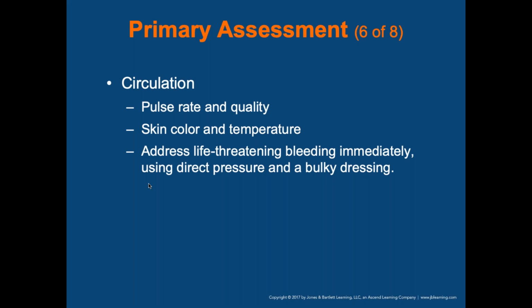We're going to check rate, rhythm, and quality of the pulse. We're going to look at skin color and temperature and address any life-threatening bleeding immediately using direct pressure and a bulky dressing. Remember that if you have a fast pulse rate, fast respiratory rate, and decreased blood pressure, the patient's in shock. Okay, they're in a compensated shock. Along with the skin color and temperature, you're going to find the patient to be pale, clammy, and diaphoretic.